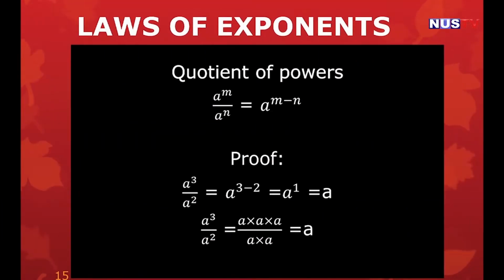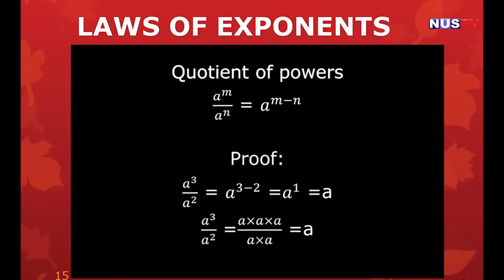Moving on to another law of exponent, we have the quotient of powers. Just like we had the product of powers, we have the quotient of powers, because sometimes an expression comes as a fraction, right? So if you have a fraction with a to the power of m divided by a to the power of n, the quotient of powers law says you can simplify it down as a to the power of m minus n. Right?